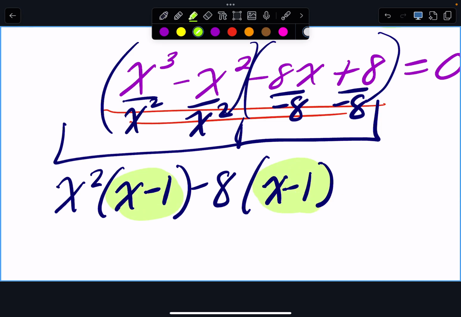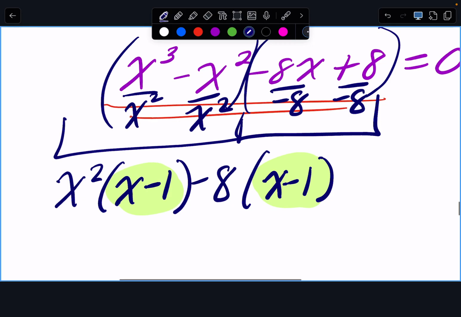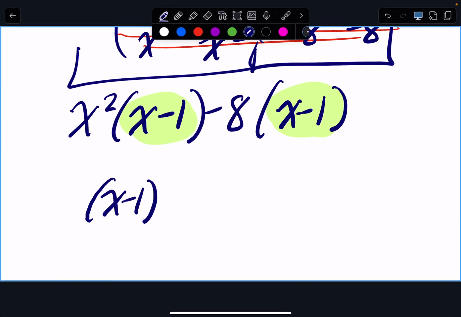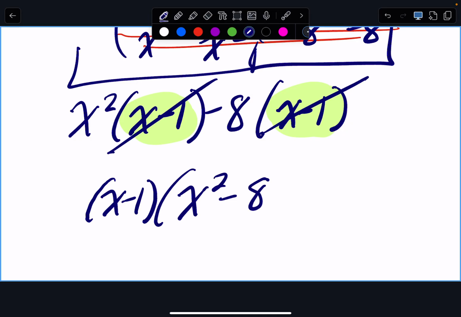It's not always going to work. You're going to get to problems where at this point you say, oh, shoot, grouping didn't work. It's not a big deal. You have to use synthetic division to continue. Do you guys see what I'm saying? But it does work here. So pull out your x minus 1. We know it then divides out, and we're left with x squared minus 8.